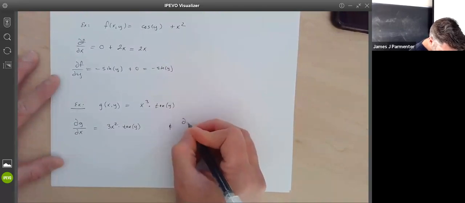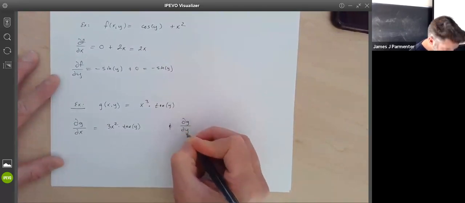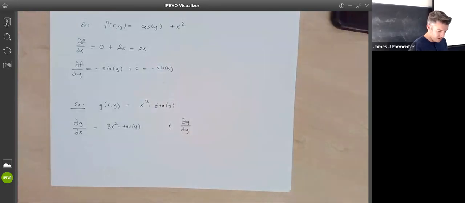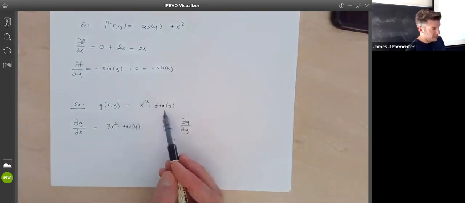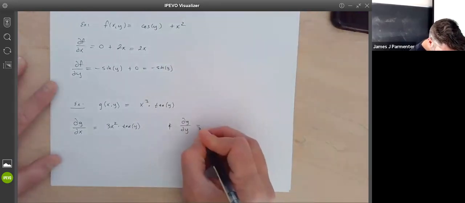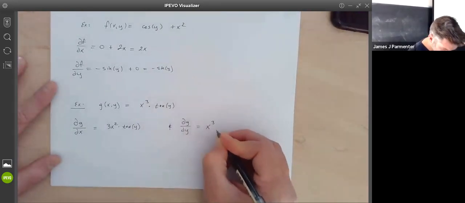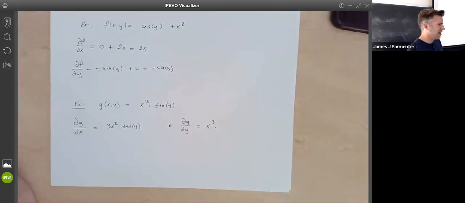Or if we want to find del g del y, the partial of g with respect to y, now x cubed is treated like the constant multiple. So I have a multiple of tangent of y. That constant multiple hangs out. What's the derivative of tangent of y?